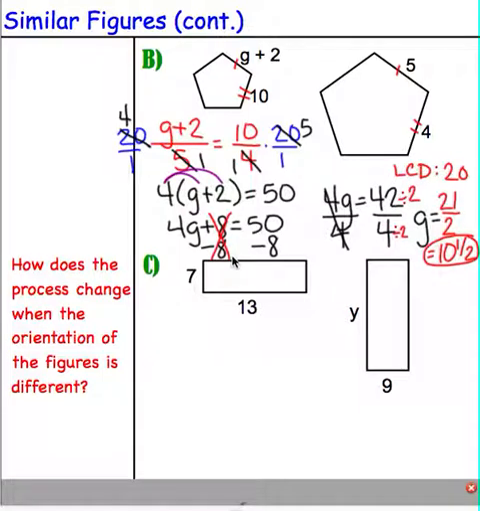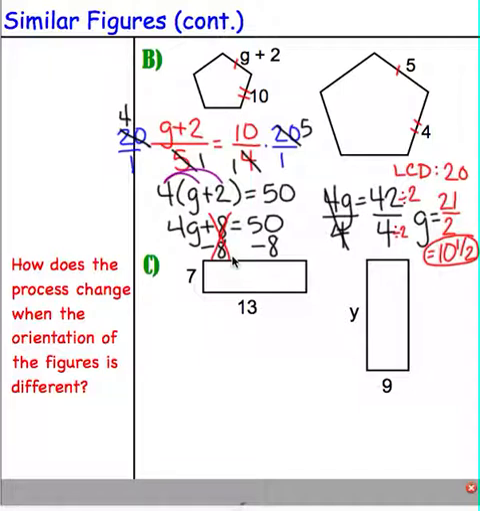A couple of examples deal with when we change up that orientation. A lot of people are in the mindset, especially with rectangles such as these, that we just match up what lines up as opposed to what actually matches with each other. So we're going to go ahead and look at this.